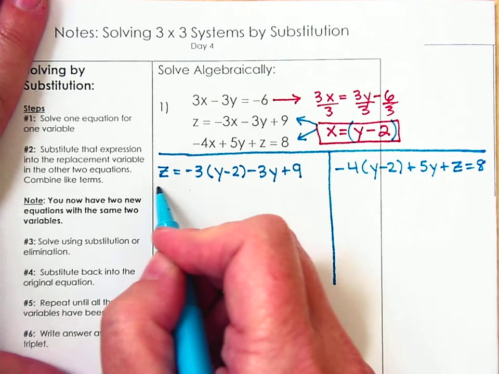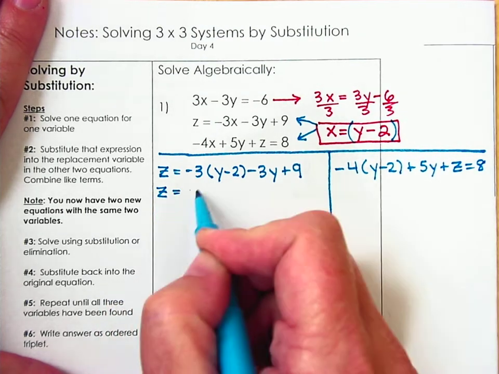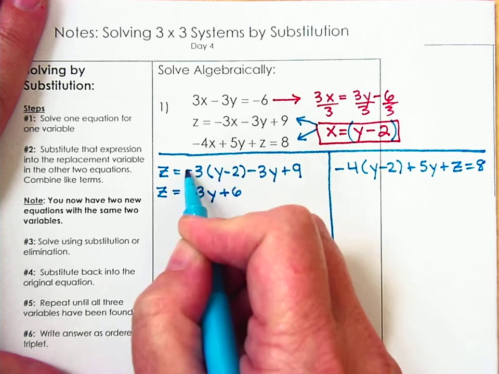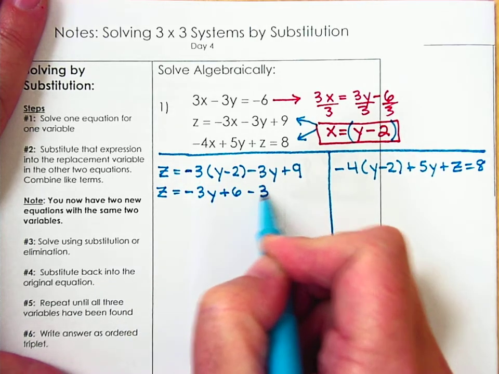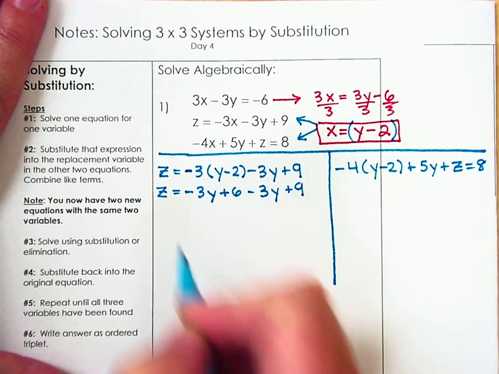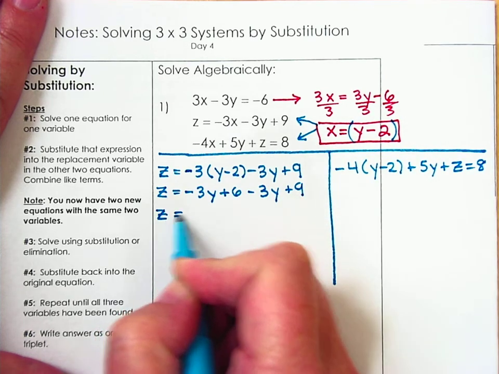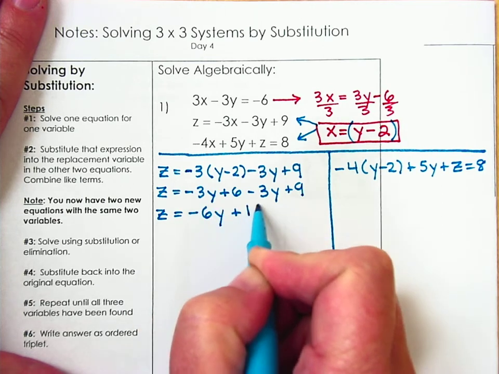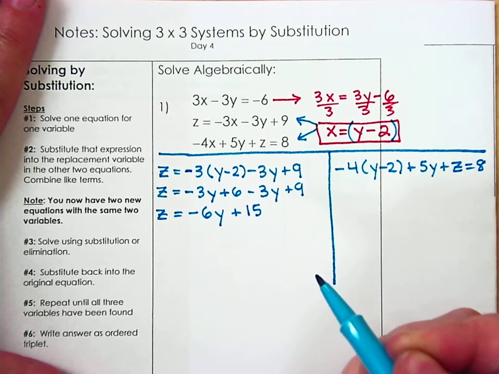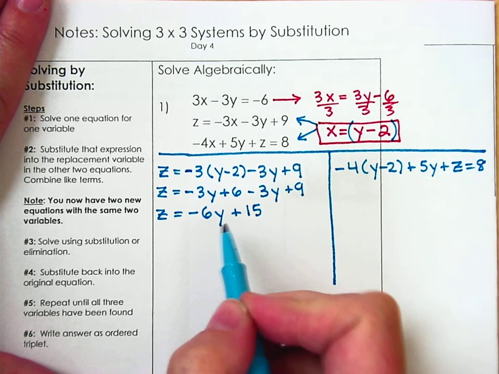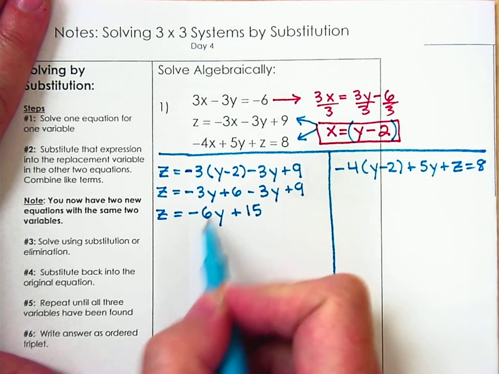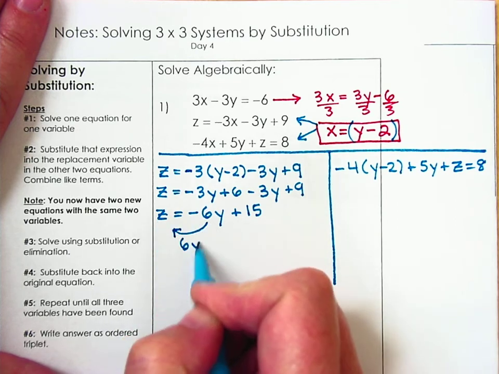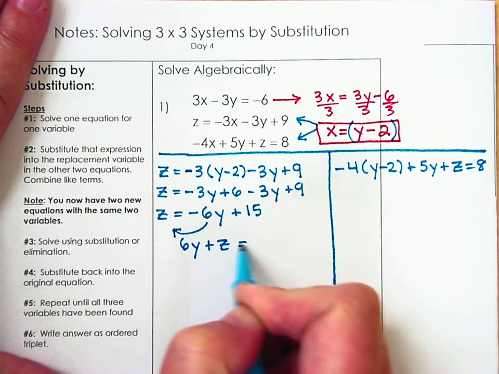Let's distribute first. We'll work on the left one first. Negative 3y plus 6, watch that negative sign, minus 3y plus 9. As we continue to simplify, that gives me negative 6y plus 15. I'm going to put it into standard form and move the 6y back to the other side, so I end up with 6y plus z equals 15.